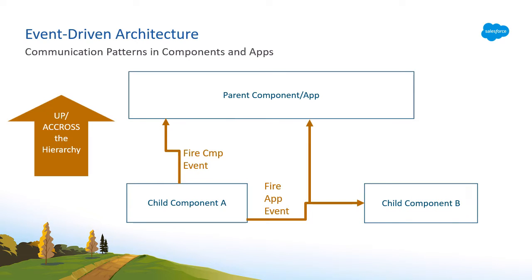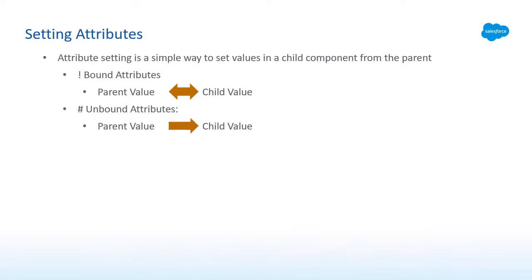Child components can also fire app events. So again, those system-wide broadcasts, if a child broadcasts one of those out, the parent component can pick it up. So I'm going to break down a little bit further those two methods I just talked about. The first one being setting attributes.